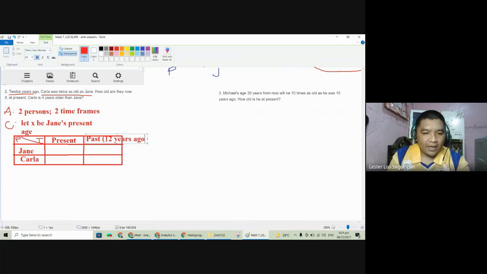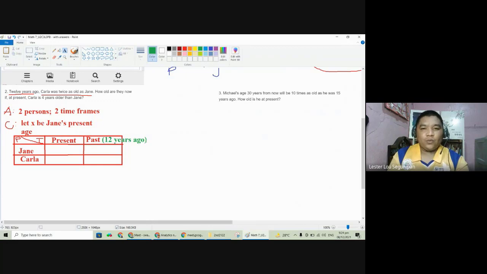Pardon if my table is not that exact, but anyway, I'm just saving spaces here for later. So we have here past and then 12 years ago. And then we have already given x to Jane's present age. So let me have it here, x. Now, we do need to complete this table here. And how do we complete this? Look at the present ages. It's not yet done. So let's try to fill in Carla's present age.